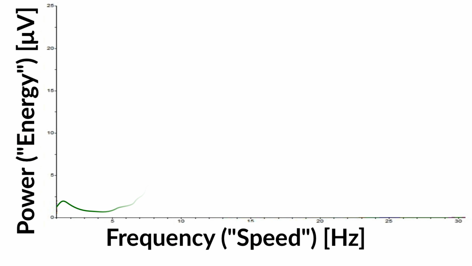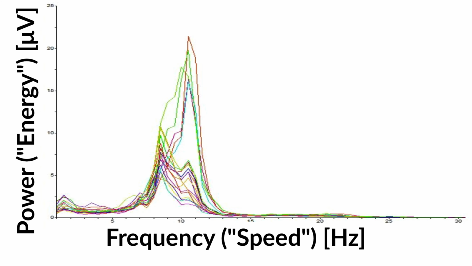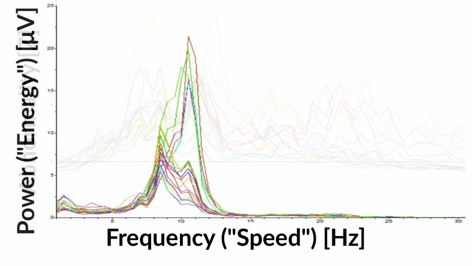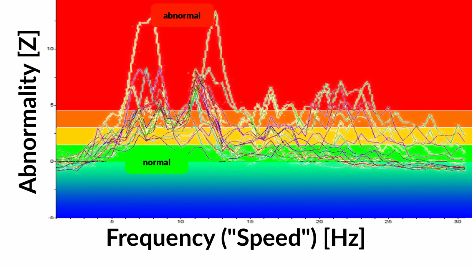For example, how much electrical power the brain expends at varying speeds, measured as frequency, at each of the 19 electrode locations. In the next step, all these numbers are compared to a normative database of healthy brains, which tells us how statistically abnormal each value is.